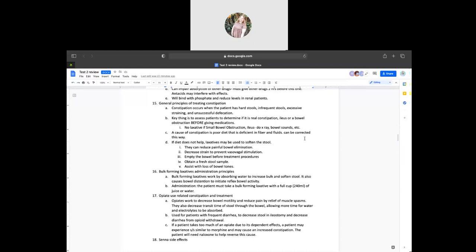or if we rule out that the patient is having a small bowel obstruction or any other problem, and it's pure constipation, we can give a laxative to help soften stool. So laxatives help reduce painful bowel elimination, decrease strain to prevent vasovagal stimulation, empty the bowel before treatment procedures, obtain fresh stool samples, and assist with loss of bowel tones.